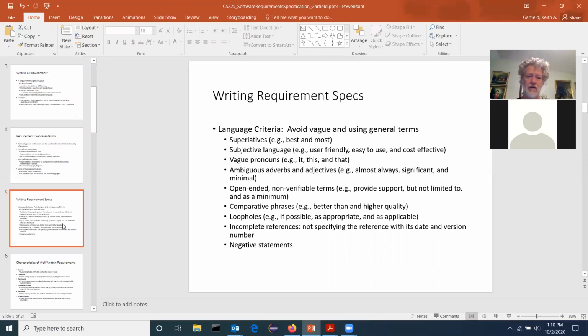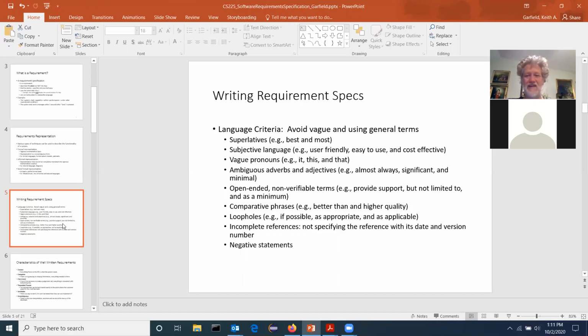A bunch of different don'ts. Don't use superlatives, best and most. If you say this will be the best software ever, how do you measure that? You can't measure that. Things like user-friendly. The GUI shall be user-friendly. I see that a lot. The user shall be easy to use. Well, that's nice. How do you measure that? Where's the yardstick? Ambiguous things like almost always. The software shall almost always work. I have no idea what that means. These are far too fuzzy.